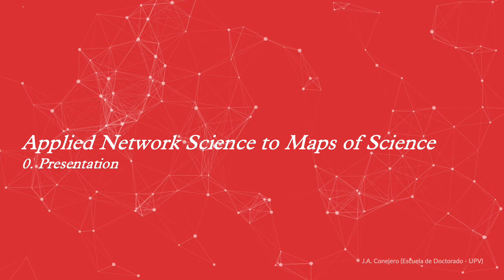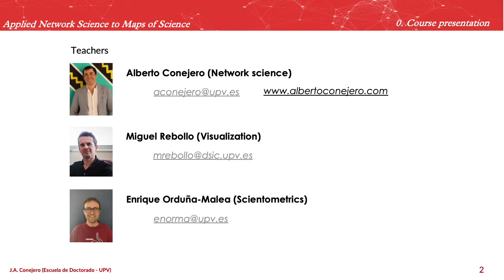Now we are going to present the course, the teachers, and the contents that we are going to deliver. This course will be delivered by 3 teachers. Alberto Conejero, who is the one speaking, will introduce the part of network science and graph theory. The second one will be Miguel Rebollo, who is a computer scientist, and he will introduce the part of visualization with the software Gephi. And the last one, Enrique Orduña, who works in scientometrics, will introduce the part of maps of science and also how to show them with VOSviewer.